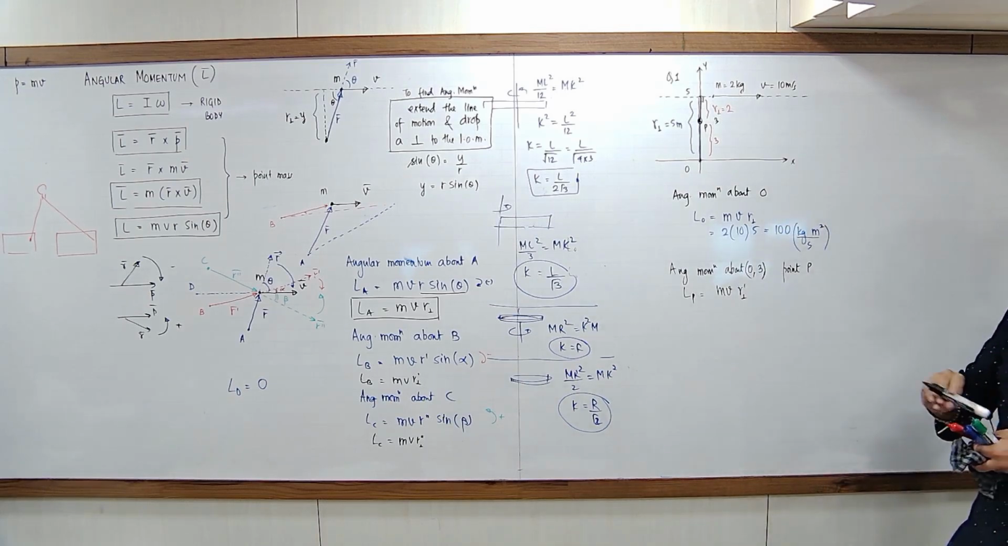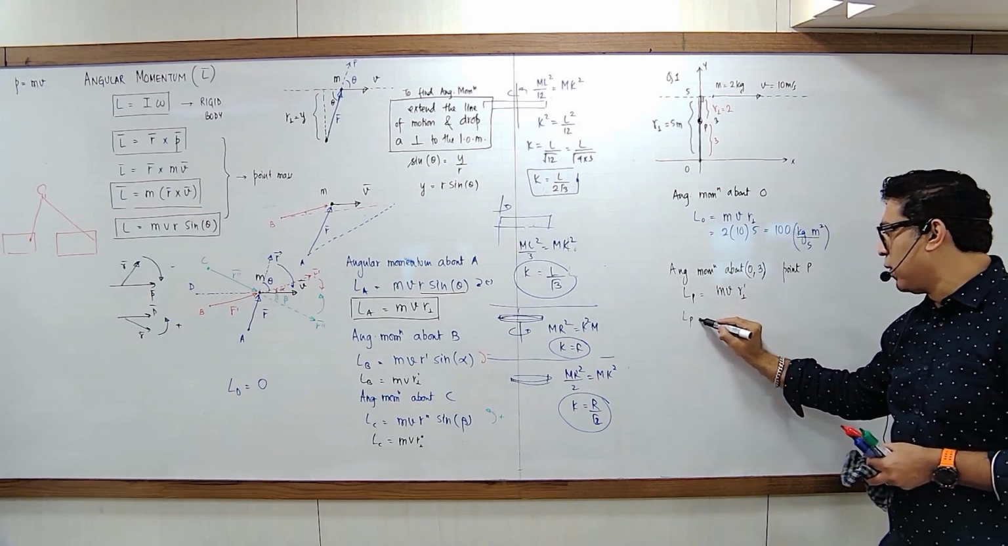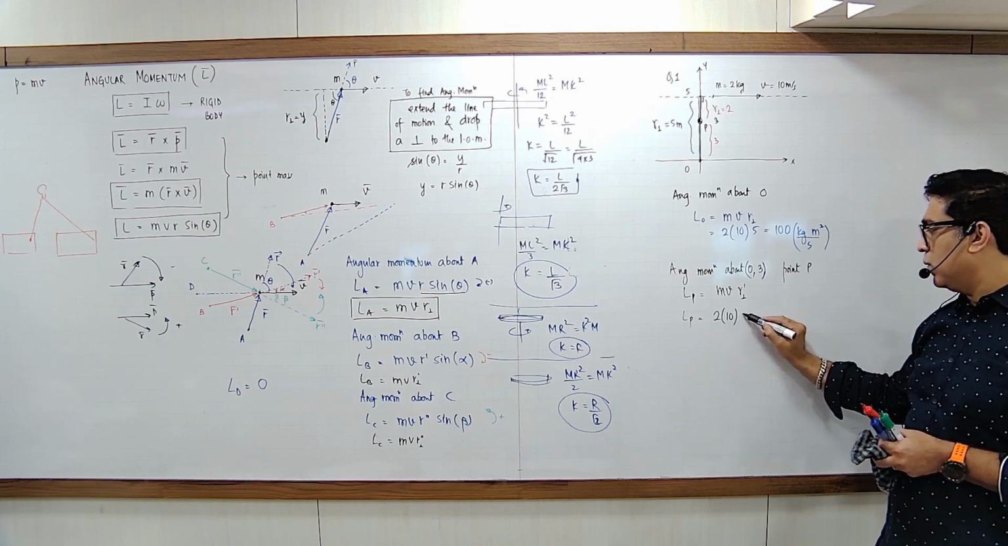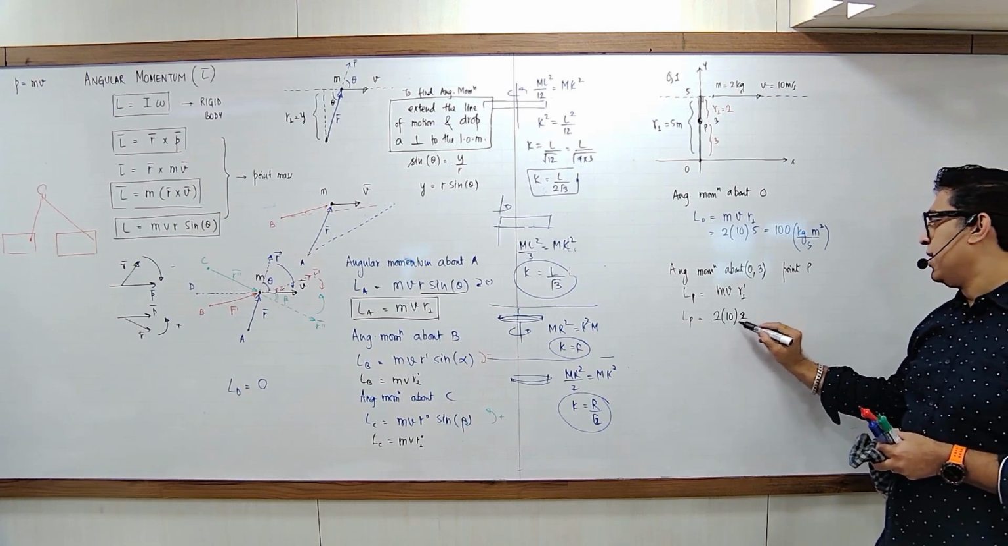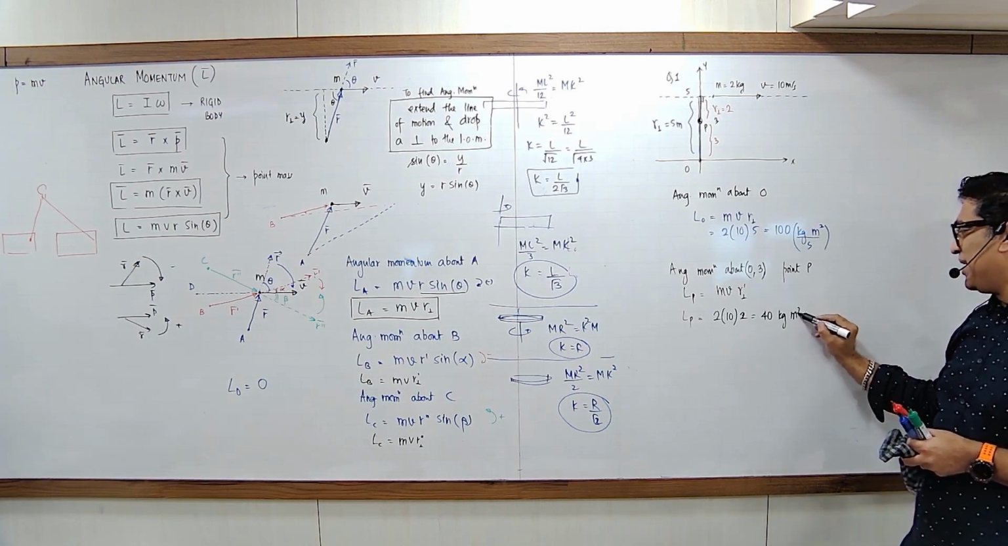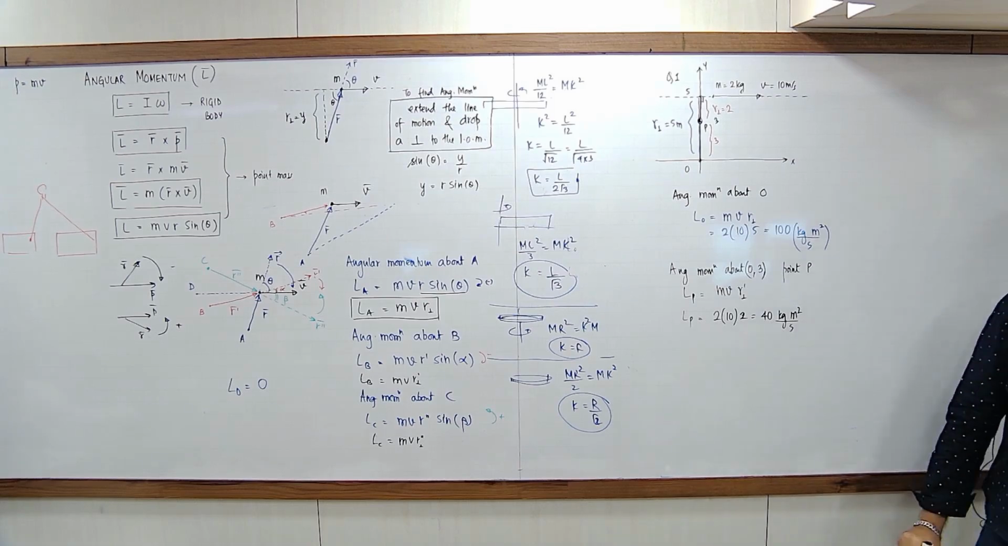Give me the answer, all of you. LP is equal to M, which is 2, V, which is 10, into 2. The answer is 40 unit kg meter square per second. Has everybody understood this over here?